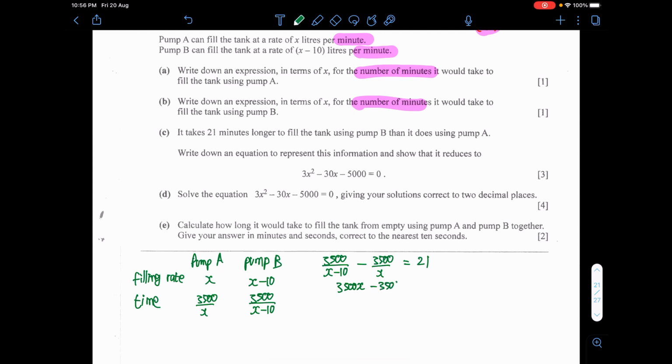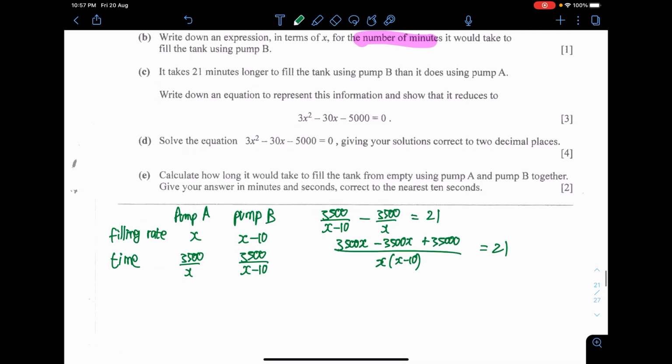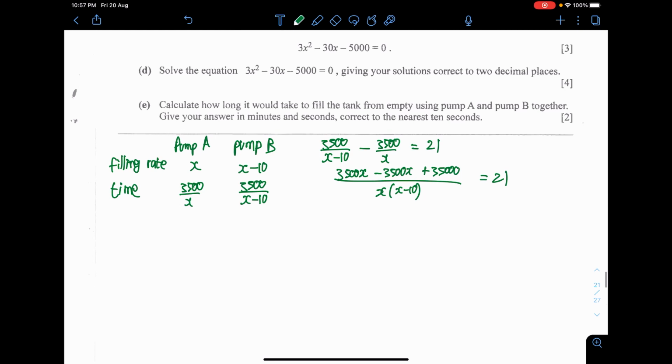Okay, and I expand a little. I skip some method, just a little bit, over x and then x minus 10 equals 21. So from here I just need to expand and then show that I got the number. This and this will cancel each other, by the way. So 21 multiplied by those brackets, which is x squared minus 10x. So then I got 21x squared minus 210x minus 35,000 equals 0.